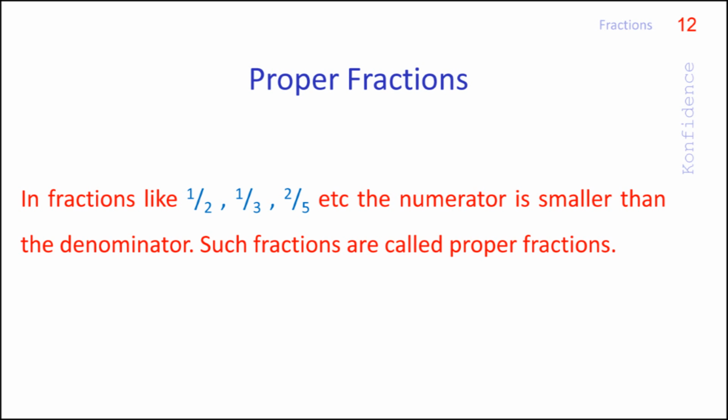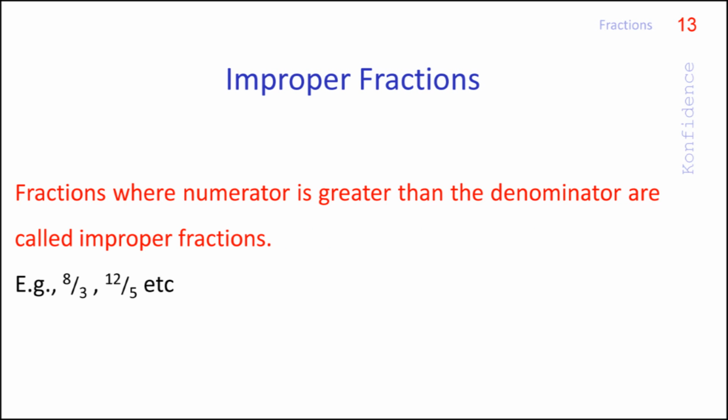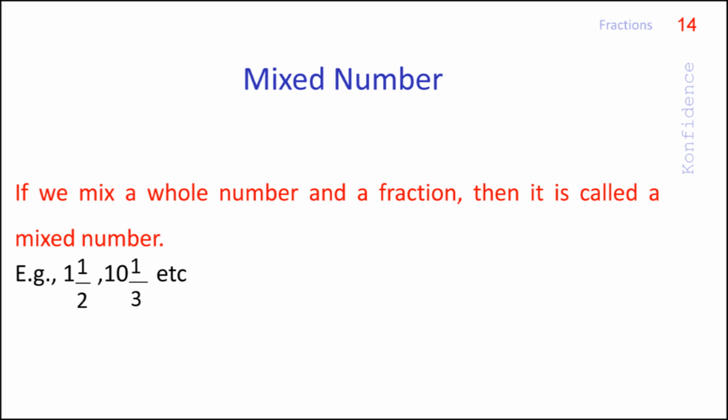In fractions like 1 by 2, 1 by 3, 2 by 5, etc., the numerator was smaller than the denominator. Such fractions are called proper fractions. Fractions where numerator is greater than the denominator are called improper fractions. Example, 8 by 3, 12 by 5, etc. If we mix a whole number and a fraction, then it is called a mixed number. Example, 1 1 by 2, 10 1 by 3, etc.